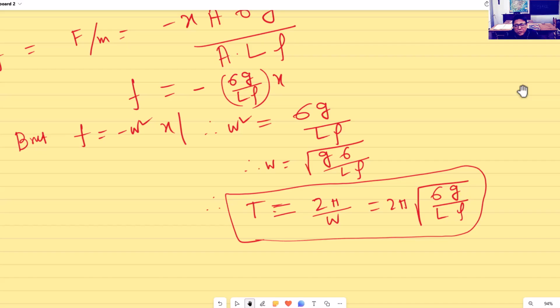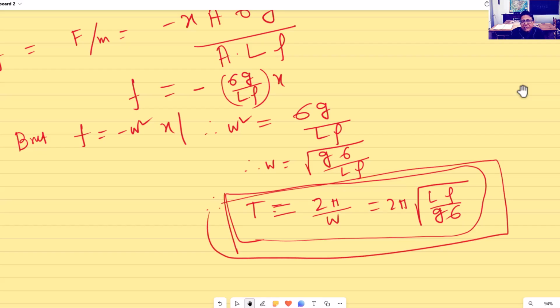T equals 2 pi by omega. So this will go up: L rho by g sigma. This will be L rho by g sigma. Clear?